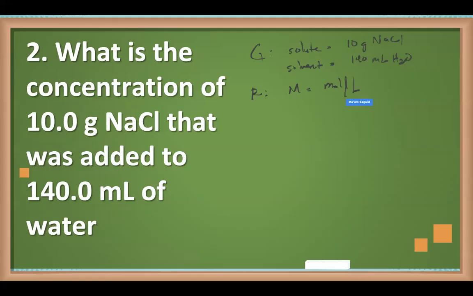And since the required is in molarity, mole per liter, our equation is molarity is equal to the amount, or the moles, of the substance, or the solute, over the volume of the solvent. It's solvent, not solution. Now, in our solution here, we cannot directly substitute the value because it's in grams. So we have to convert 10 grams of NaCl to moles. And how do we do that? The same process we did earlier.